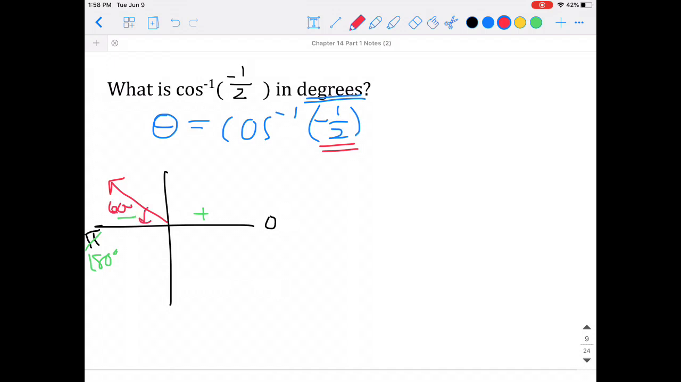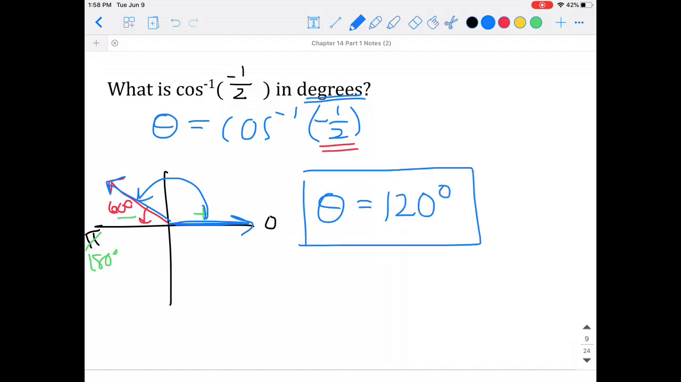So to figure out our theta, because we're only talking about the first and second quadrants, we have to go from our initial side. If our reference angle from the negative x-axis is 60, that means from the initial side all the way around here, our theta is going to be 120 degrees. So theta in this case is 120 degrees. That is the angle that is going to give us a value of negative 1/2.